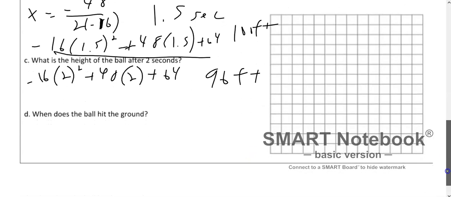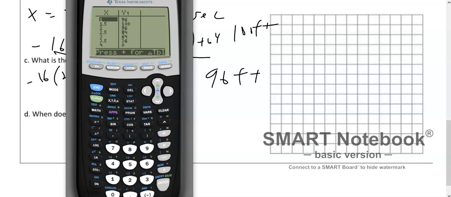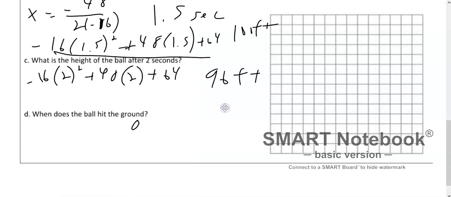When does it hit the ground? The ground is 0. So let's look at our graphing calculator. If there's a 0 on here, we can just use that. If not, we have to factor. Notice it says 4, 0. That means in 4 seconds it hits the ground.